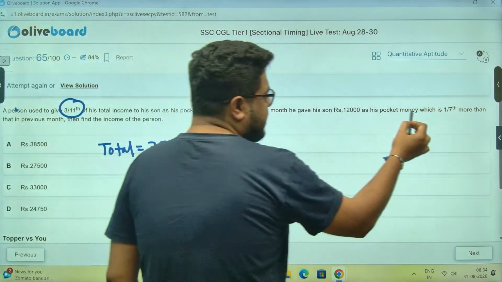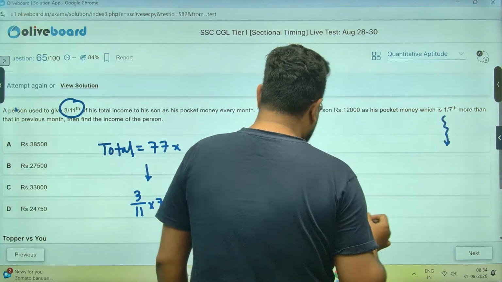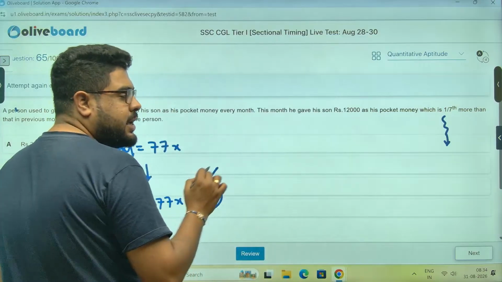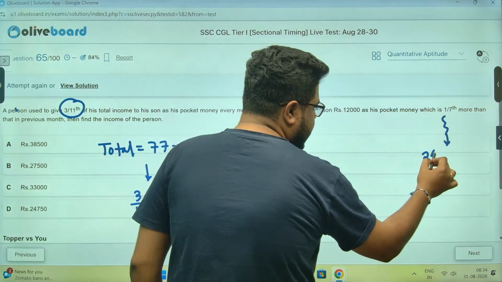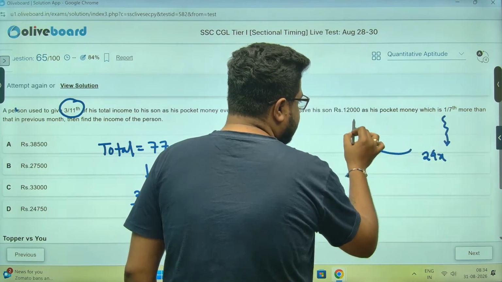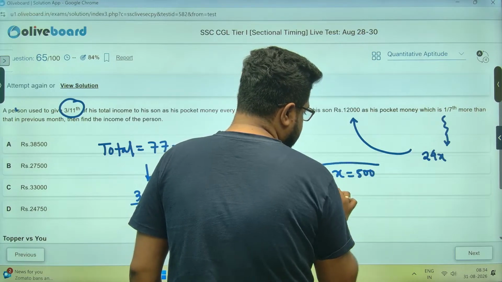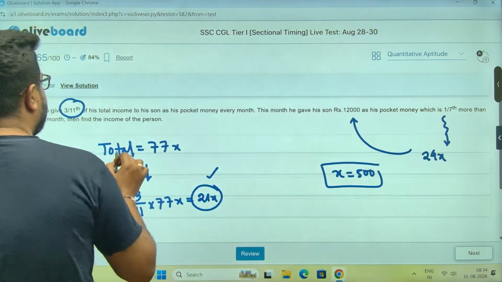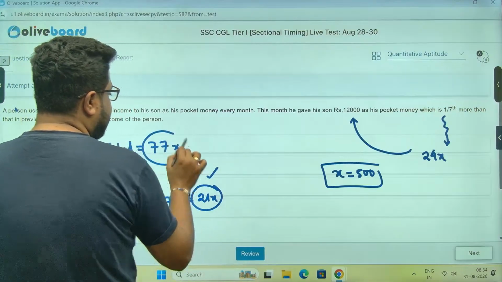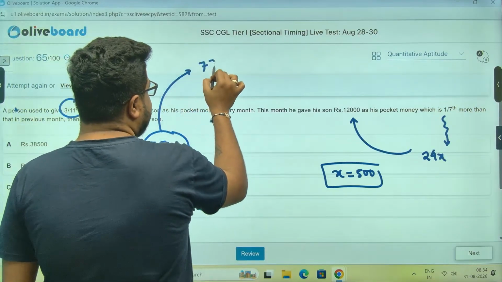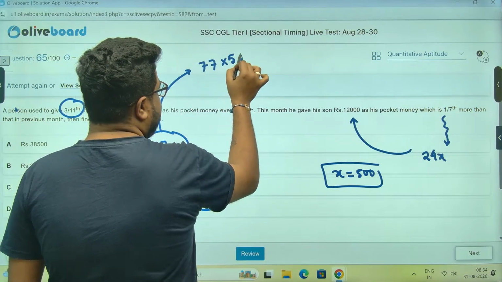Now this month he got 1/7 more. So 1/7 of this is 3. So this month he got 24x, which is equal to 12,000. So x equals 500. Now they are asking what? Find the income, meaning they are asking the value of 77x. 77 times 500, sir.